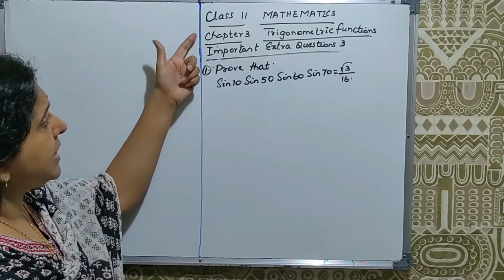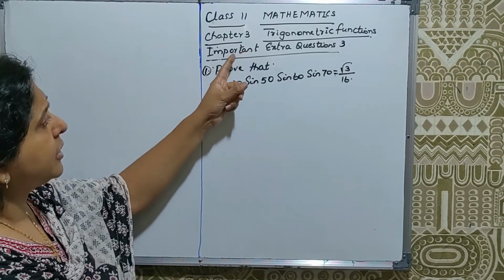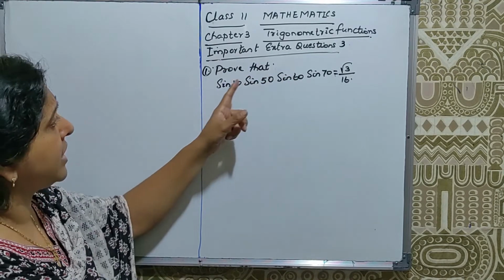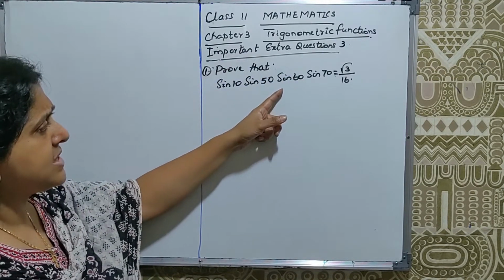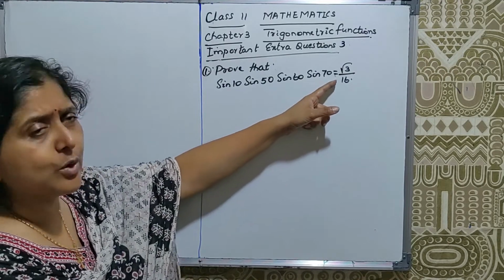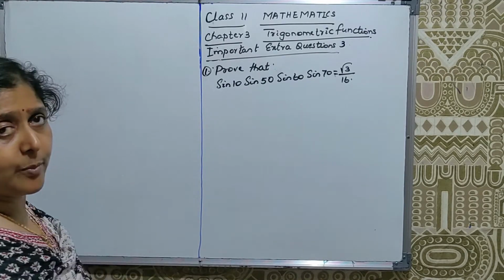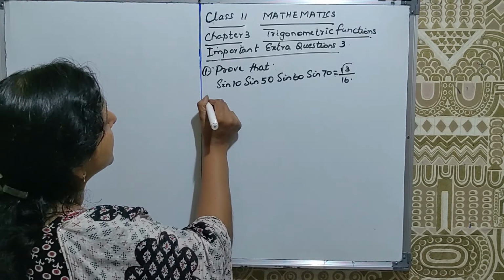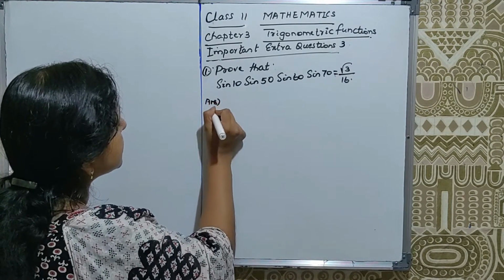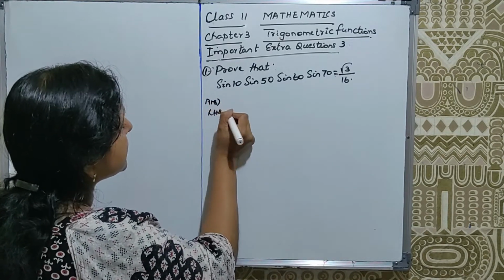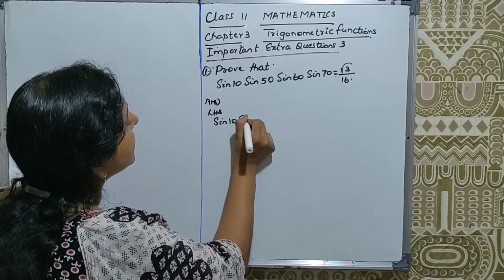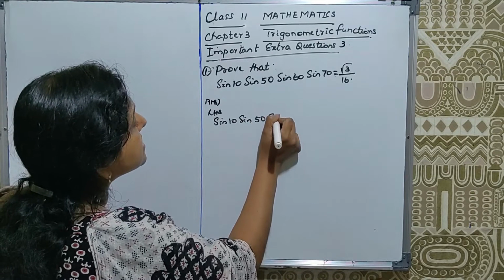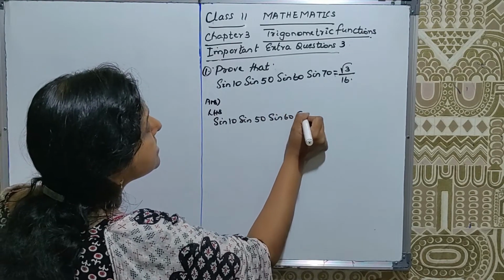Hello children, we are doing class 11 mathematics chapter 3 trigonometric functions important extra question 3. We will prove that sin 10 sin 50 sin 60 sin 70 equals root 3 by 16. We want to prove this. Now we will take the LHS part of the question. The LHS part is sin 10 sin 50 sin 60 and sin 70.